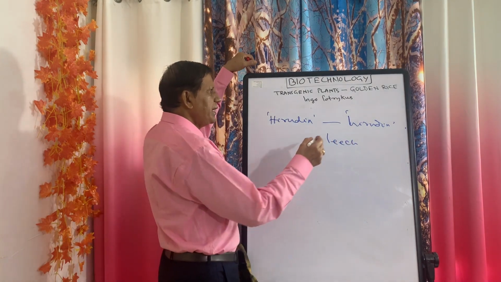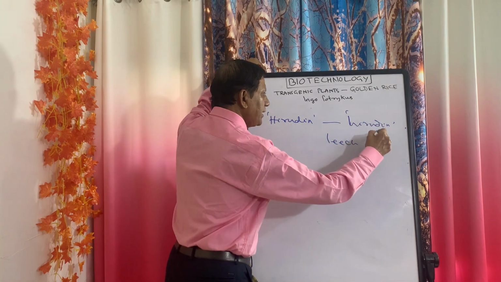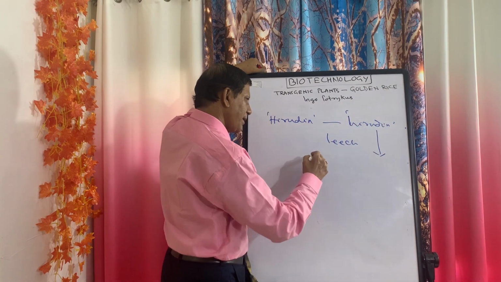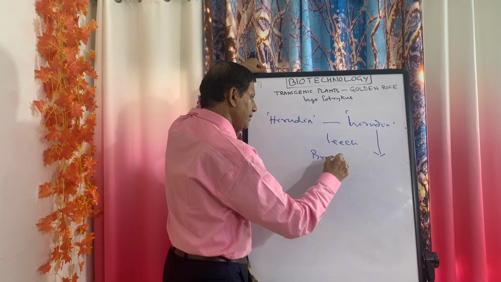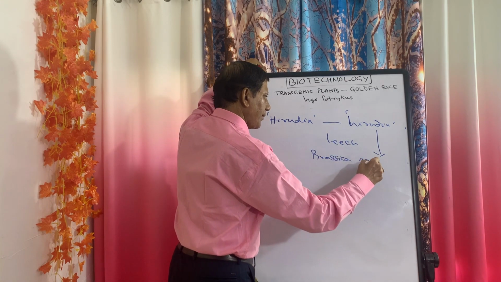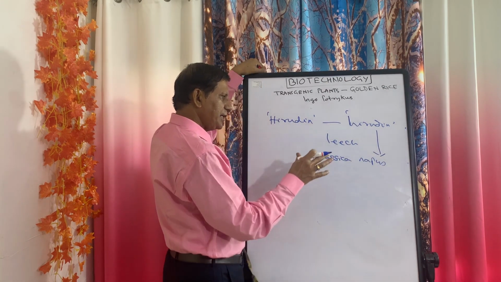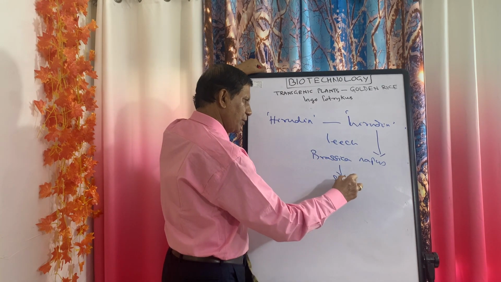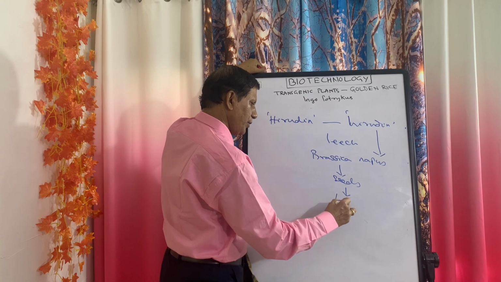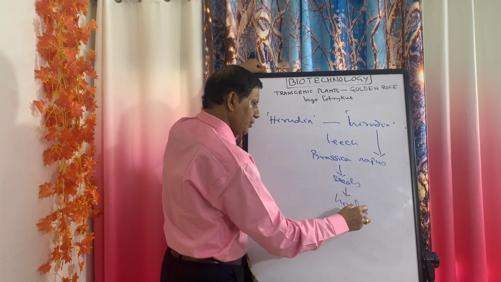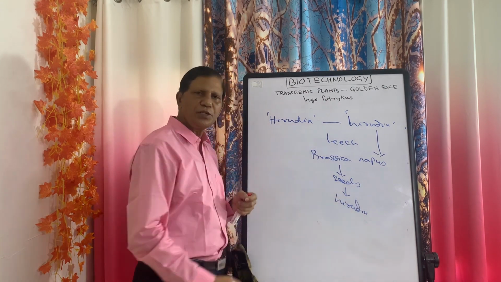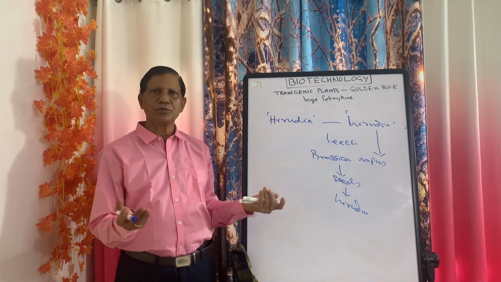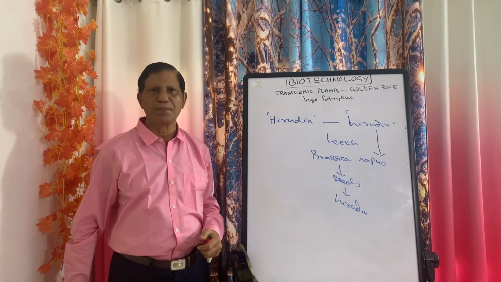So when this hirudin gene was introduced into one plant, Brassica napus, the seeds of this Brassica napus accumulated the hirudin protein. So this hirudin protein was extracted from the seeds of Brassica napus and used for a medical purpose.